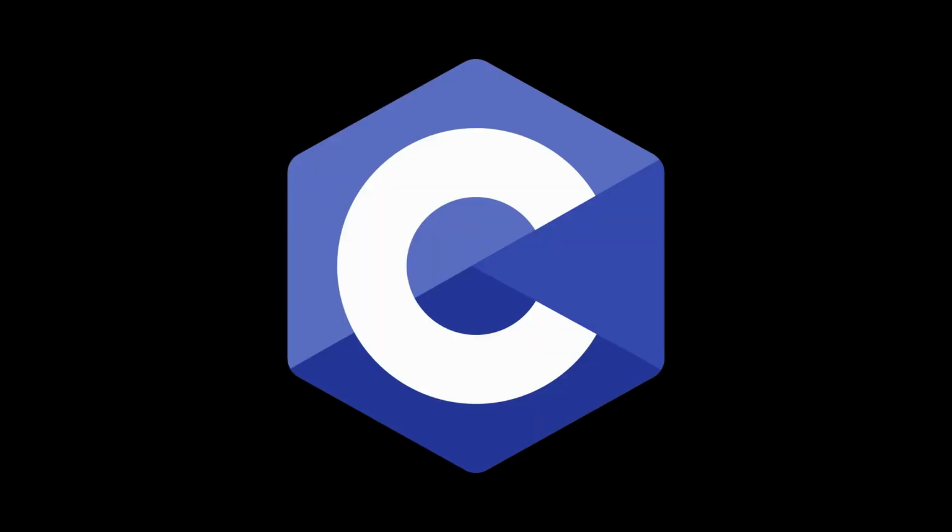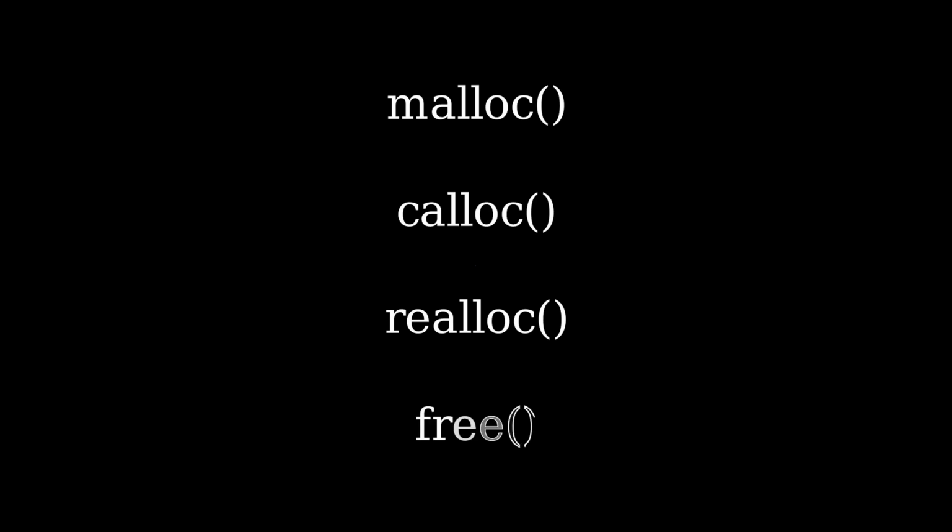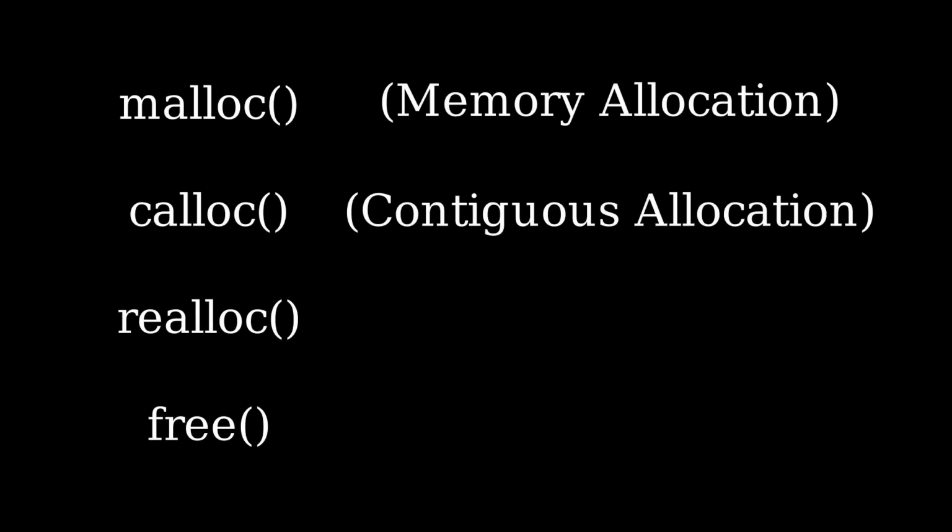In C, we have what is known as dynamic memory allocation. The standard library functions we use are malloc, calloc, realloc, and free. Each of these functions have their full definitions listed to the right.